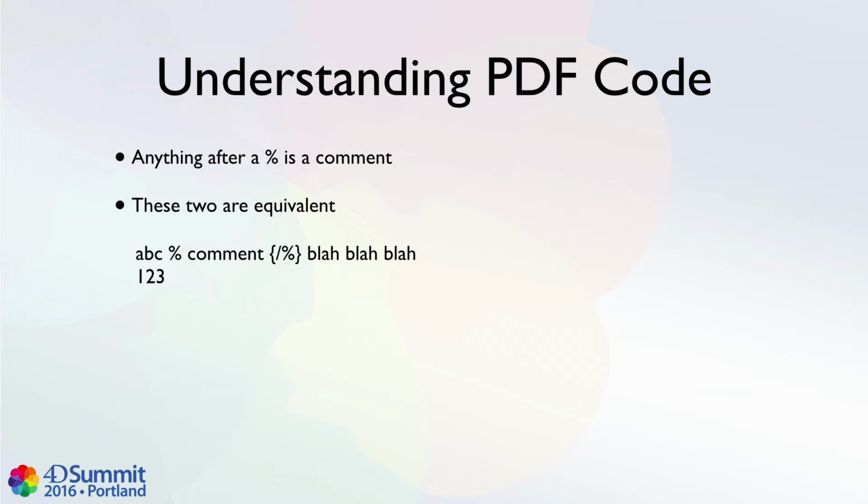So if you take these two lines, you have ABC and then a percent, and then you have some comment, some other stuff, blah, blah, blah, and then you have a 1, 2, 3. That line in PDF is exactly the same line as that right there. So it takes everything from the percent sign clear to the end of the line, and then you just have some white space. Now in this case, I used a return for a white space. You can use a space for a white space. So those two are equivalent in PDF formats.